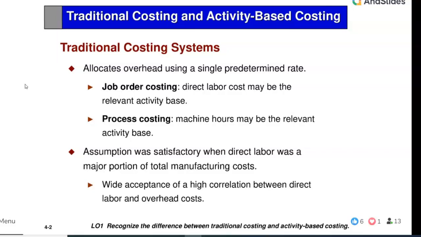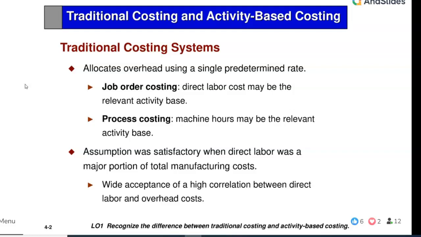And then I said to myself, how do I allocate all these indirect costs directly to the product? Well, I needed a direct allocation base, and the direct allocation base already existed. I was keeping track of direct labor costs. I was keeping track of direct labor hours. And in some cases, I would keep track of machine hours. So I'm going to use one of those three ways to allocate.